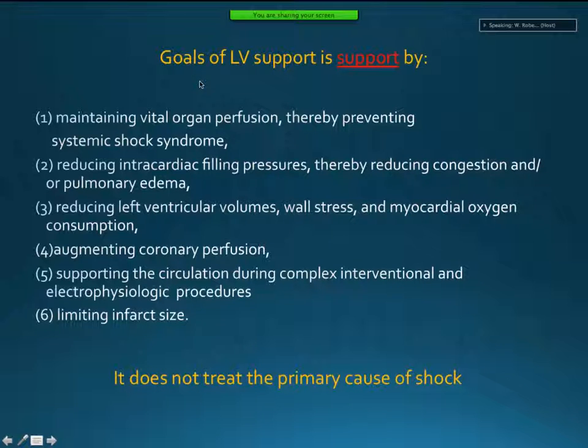What is the goal of LV support? The goal of LV support is support, okay? Nothing more than that, provide support.